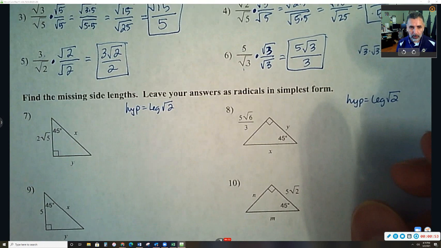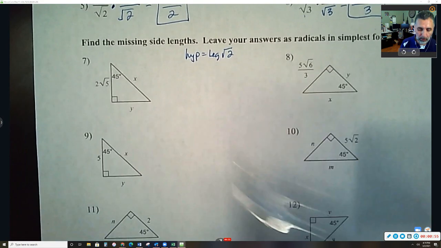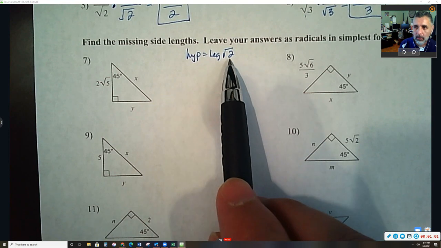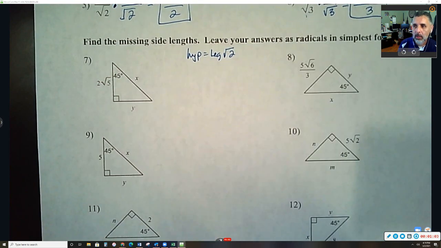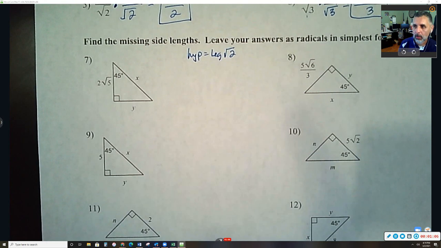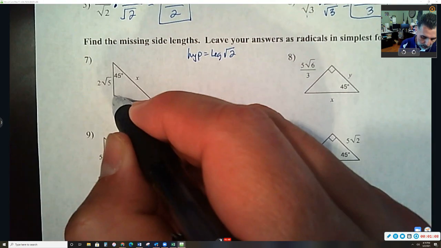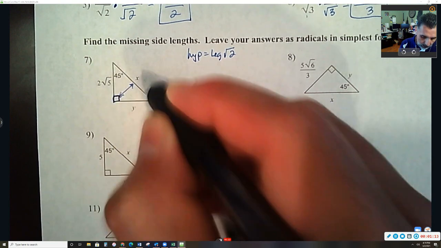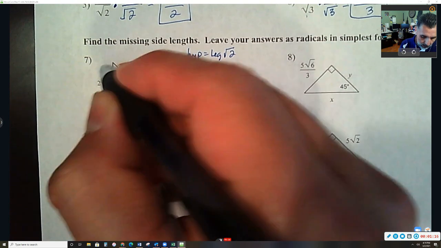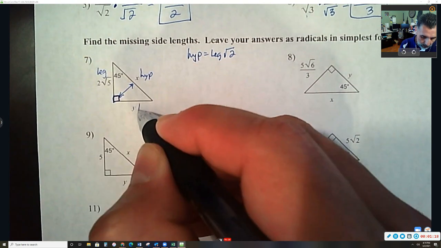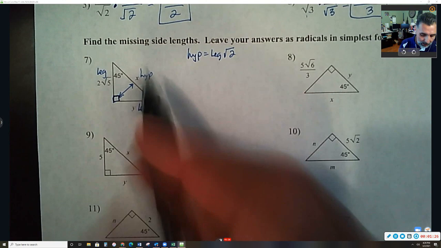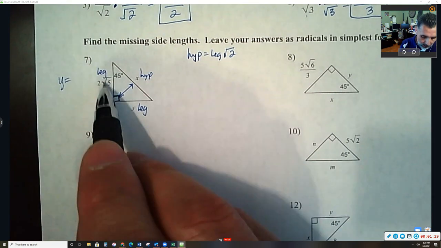Okay? So you see here on number 7, I already have it written down. The hypotenuse is equal to the leg times the square root of 2. The first thing we should do is find out what is the hypotenuse and which ones are the legs. So the hypotenuse is always across the 90-degree angle. So if you go across the 90-degree angle, this is your hypotenuse. That means this one's a leg and this one's a leg. Well, guess what? The legs are equal. Because the legs are equal, I know what y equals. Y equals that number.